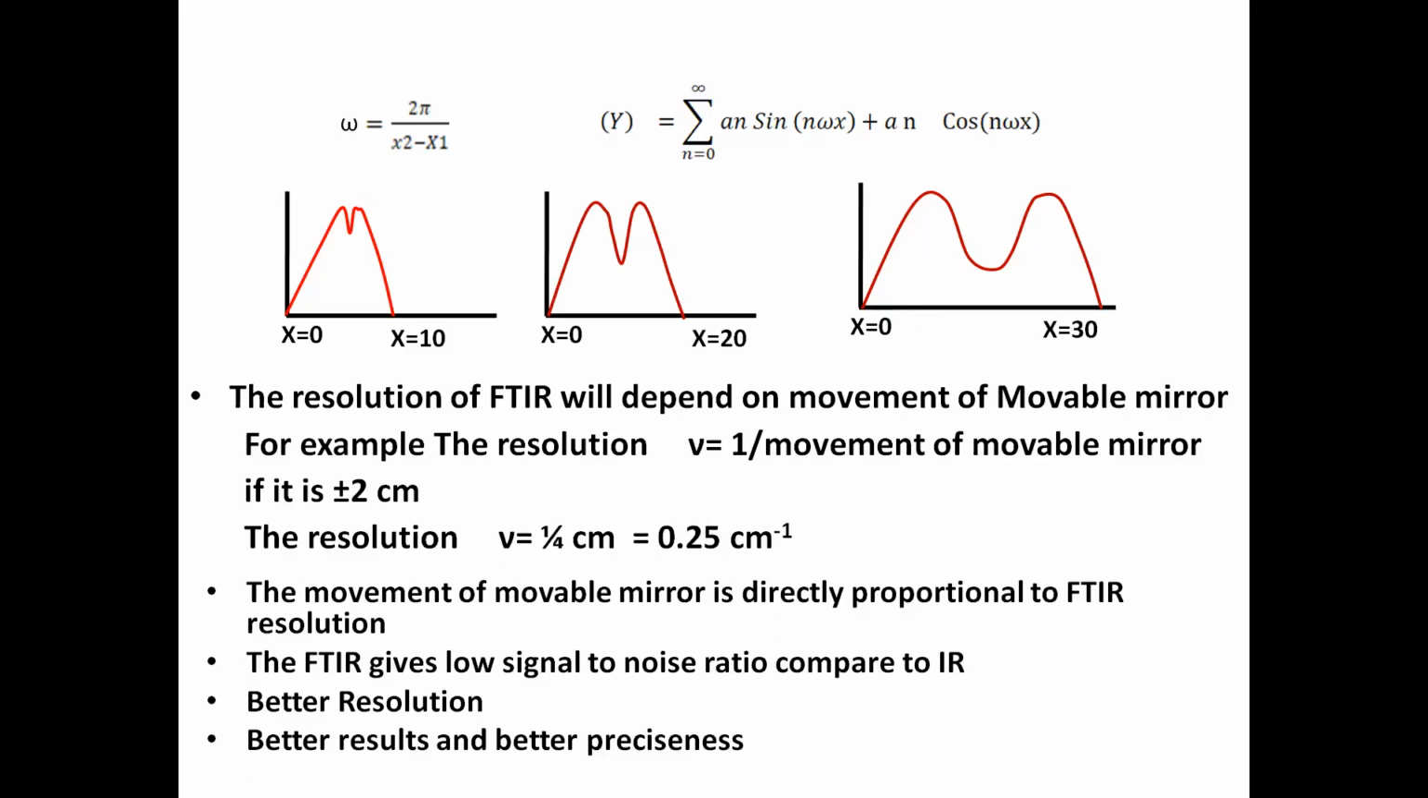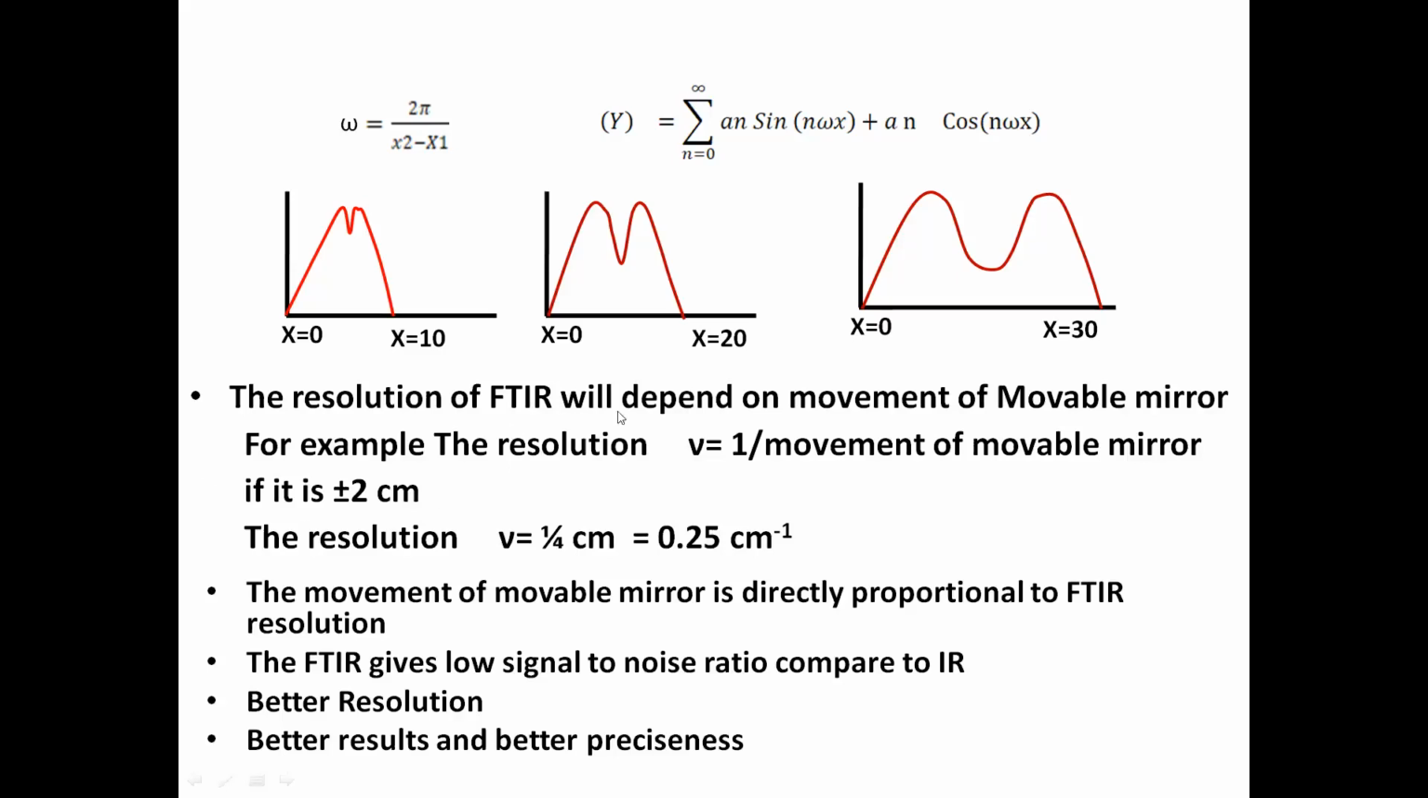Now, this Fourier transform equation can be rewritten in compact form: n equal to 0 to infinity, An sin n omega x plus Bn cos n omega x. So in this way, this integration will take place, and you will get the spectrum, the IR spectrum.